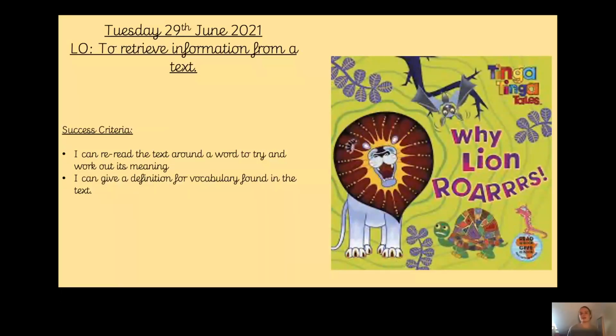Now today we're going to be carrying on looking at Tinga Tinga Tales. So last week we looked at Why Elephant Has a Trunk, and this week we're going to be moving on to Why Lion Roars. Now I wonder if any of you already know why lion roars. I bet some of you have already watched the video, haven't you? But if you haven't, I'm sure you can come up with some brilliant predictions as to why lion roars.